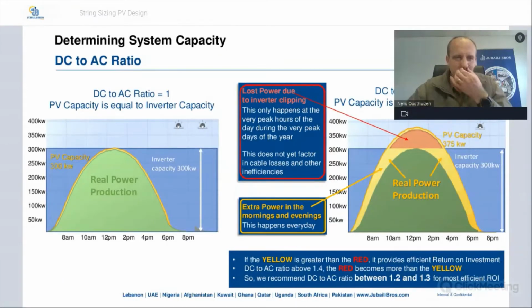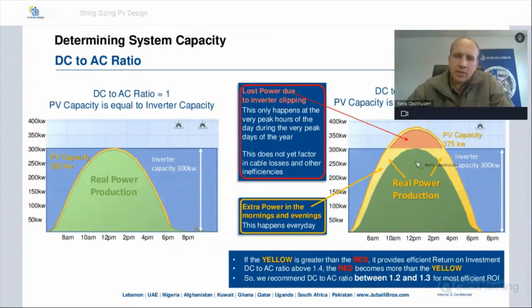Then moving over to the next one, determining your system capacity is the DC to AC ratio. If we look at this first picture here, it's got a DC to AC ratio of 1, which means that the PV capacity is equal to the inverter capacity. In this instance, we're looking at a 300 kilowatt system. So it's 300 kilowatt of inverters, and the PV is 300 kilowatt. So if you look at the solar capacity factor, the maximum that you can get out of it is 300 kilowatt.